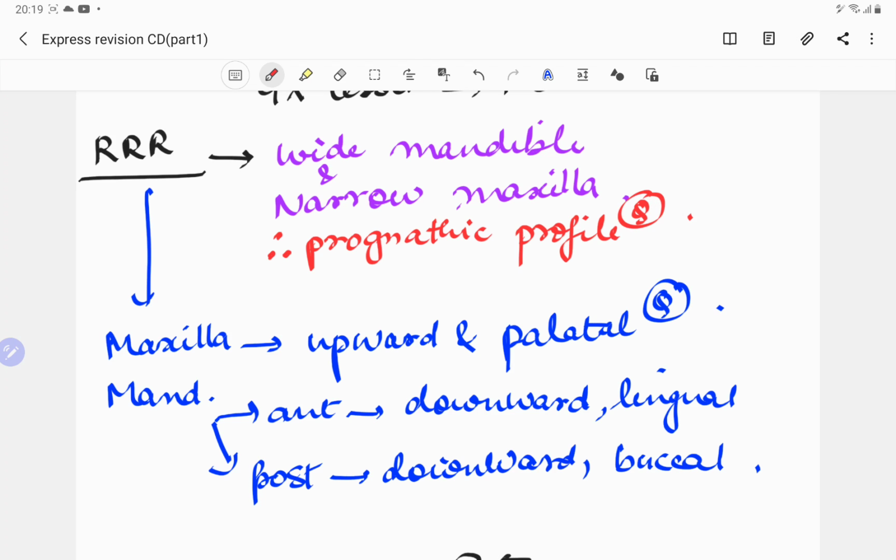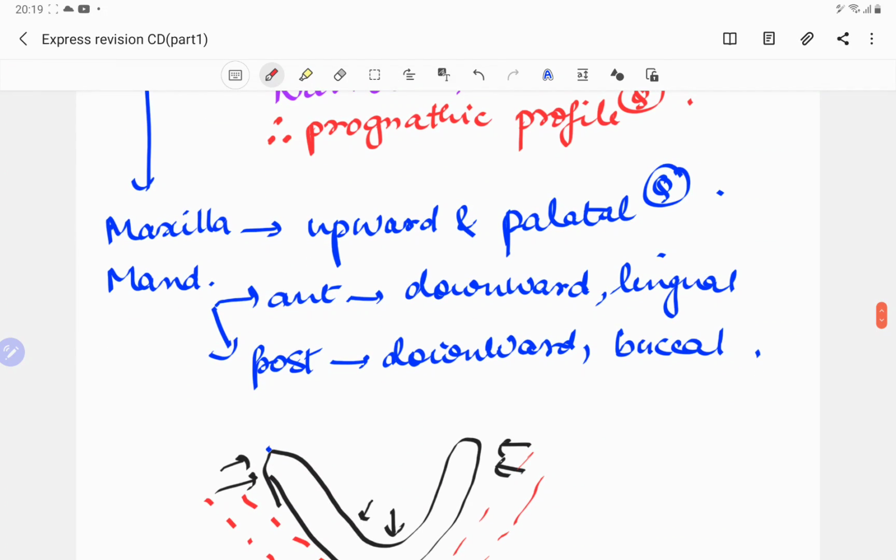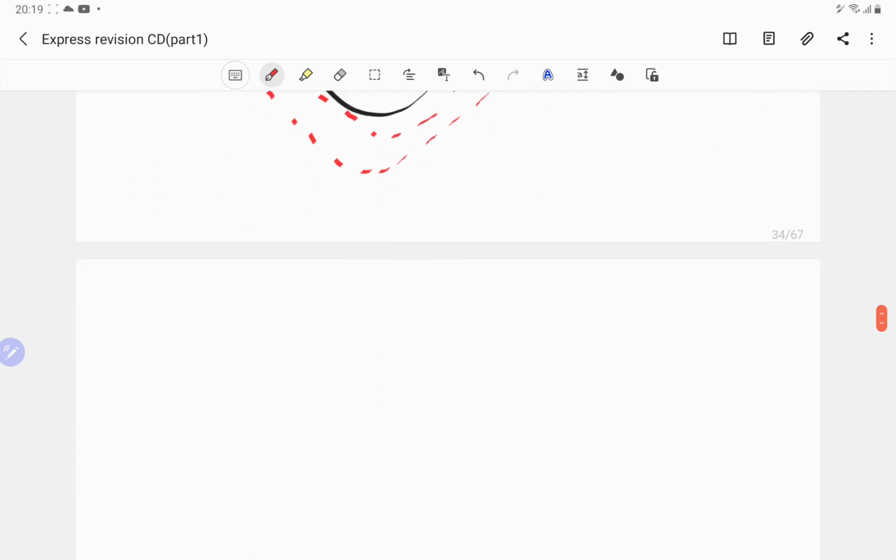So the residual ridge resorption is going to result in the prognathic profile of the patient, because the resorption is in such a way that the maxilla becomes small, the mandible becomes larger, because the mandible resorption is from the lingual side and maxilla resorption is from the upward and palatal direction, right?